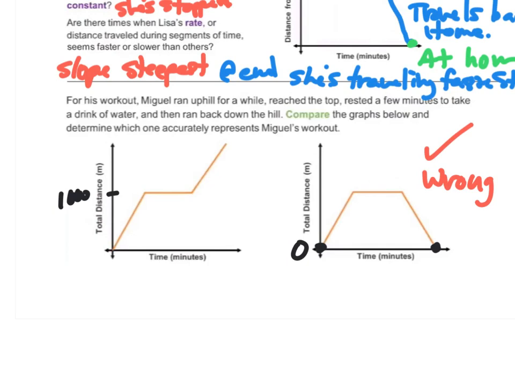Remember when we hiked up Mount Royal and you walked up, you walked a distance, and you came back down and you walked a distance? That's where you have to look at your label, and this says total distance. And this value up here would maybe be 2,000 meters. So this one is what you'd want to look at.